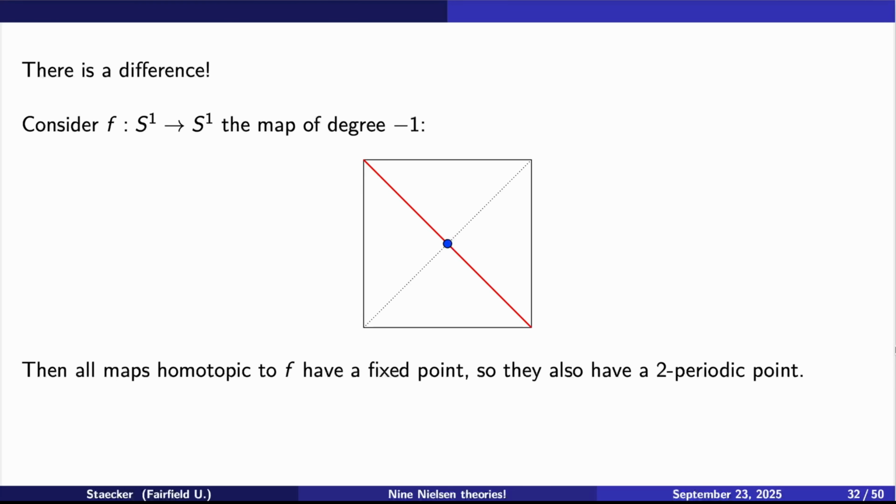So all maps homotopic to f have one fixed point, and that means automatically they also have a periodic point of period 2, which comes from that one fixed point. So this set of periodic points of period 2 cannot be made empty by a homotopy of f, because f must have one fixed point, and that will have one periodic point.